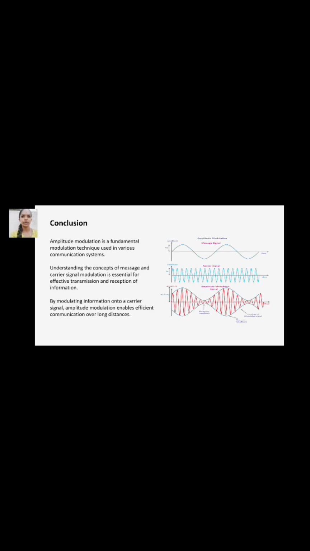Then the conclusion. Amplitude modulation is a fundamental modulation technique used in various communication systems. Understanding the concepts of message and carrier signal modulation is essential for effective transmission and reception of information. By modulating information onto a carrier signal, amplitude modulation enables efficient communication over long distances. By this, we can say that amplitude modulation is a process of modulating the message signal in accordance with the carrier signal to reach the destination point.